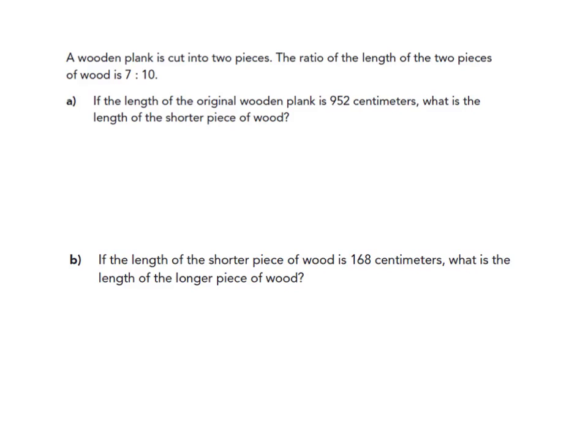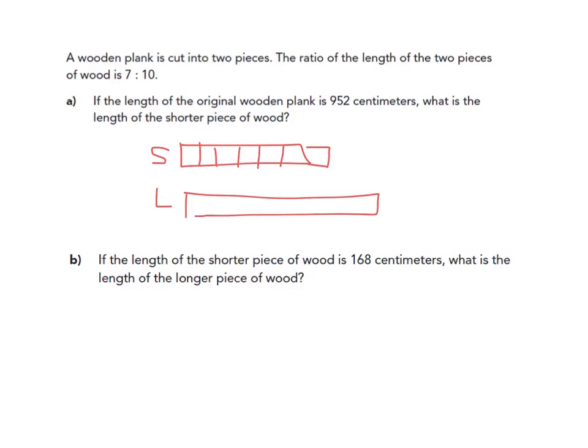When setting up a ratio to solve problems, I actually like to show it as a bar model. So it says a wooden plank is cut into 2 pieces. The ratio of the length of the 2 pieces of wood is 7 to 10. So it looks like the shorter piece of wood to the longer piece of wood is a ratio of 7 to 10. So I'm going to try to figure out what they're asking.